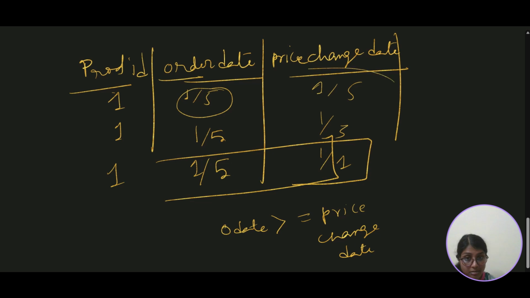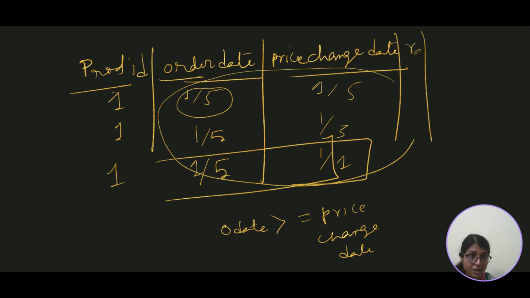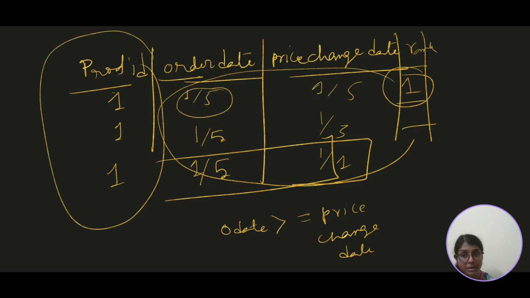Now I can take these two columns and then use a ranking function, and take the latest price change date to be ranked as 1, so we can take out only that row. In this case, one particular column will be repeated multiple times, depending on how many times the price has changed.